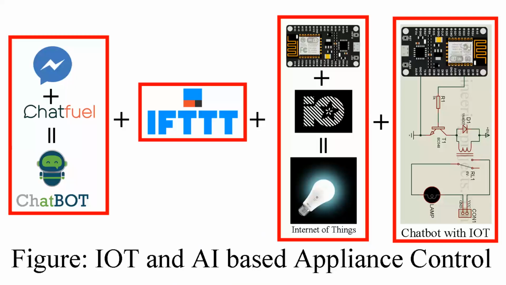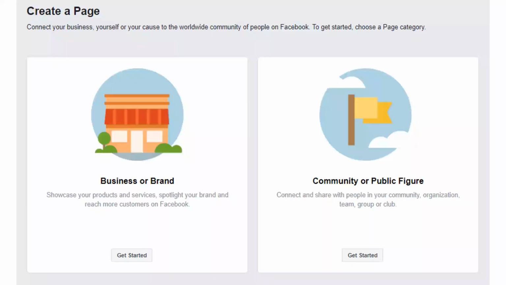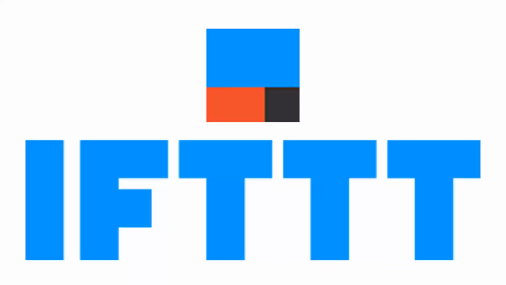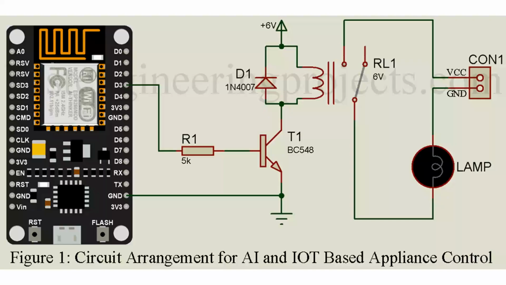Welcome back. In the previous video, we had created a Facebook page, set up our IFTTT server, chatbot, and added Adafruit IO account. Now let's see the circuit diagram of appliance control using IoT and AI chatbot. As you can see, the circuit is built around NodeMCU and relay switching circuit.